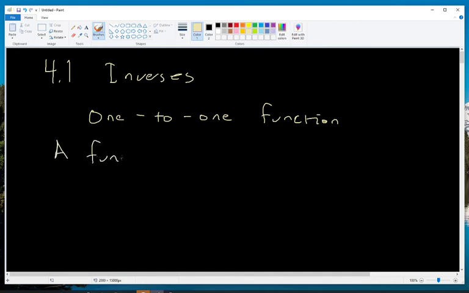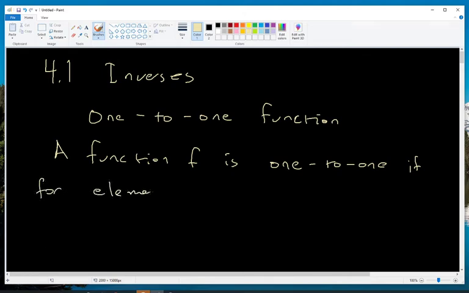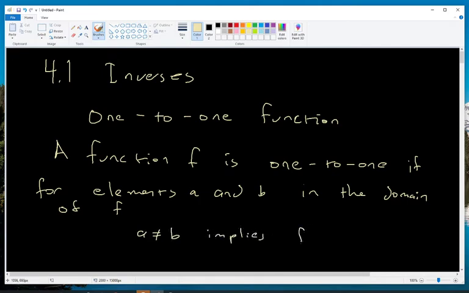So we say a function f is one-to-one if for elements a and b in the domain of f, a not equal to b implies f of a is not equal to f of b.